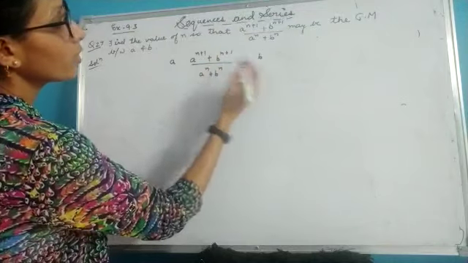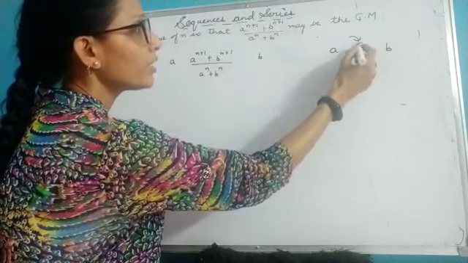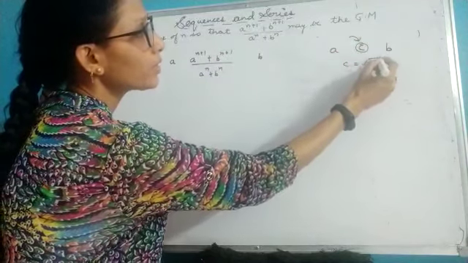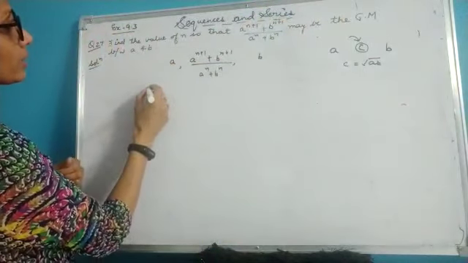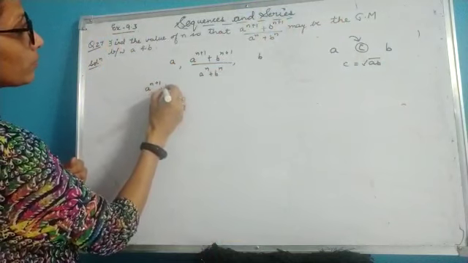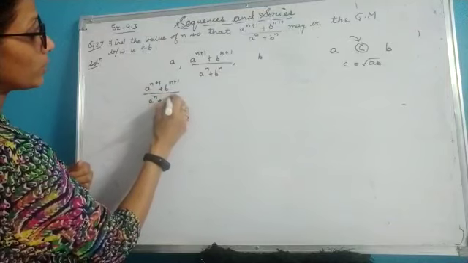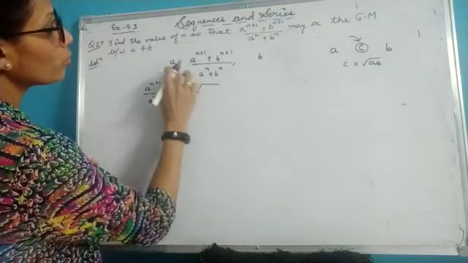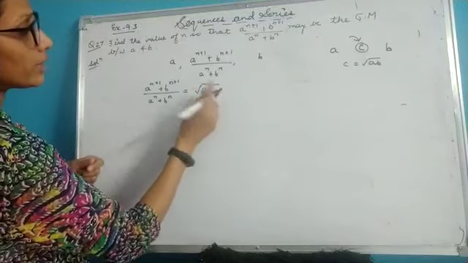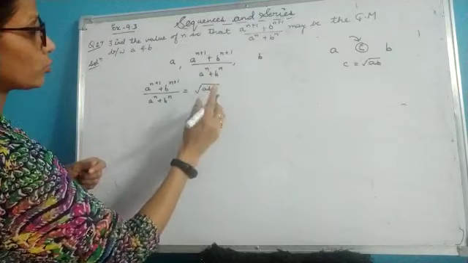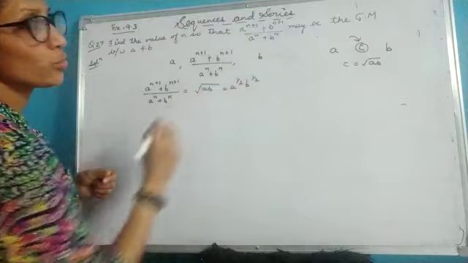Now you know, if in between a and b I insert c, and if c is the geometric mean, then it can be written as root of ab. Same here, I can write this as a raised to power n plus 1 plus b raised to power n plus 1 whole upon a raised to power n plus b raised to power n equal to root of the extremes. So this is a. Now this can be written as a raised to power half, b raised to power half. So I can simply replace it with a raised to power half, b raised to power half.